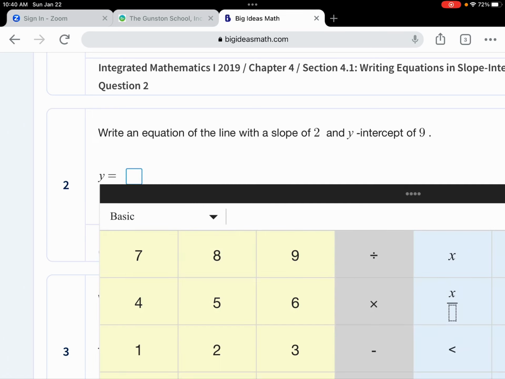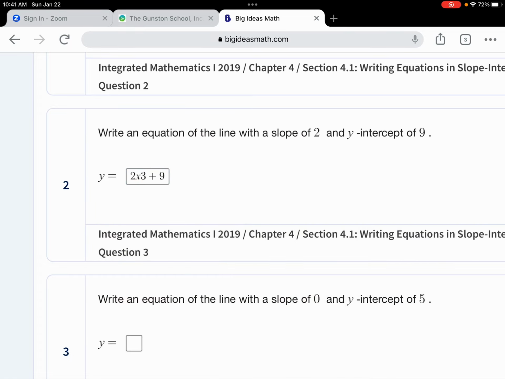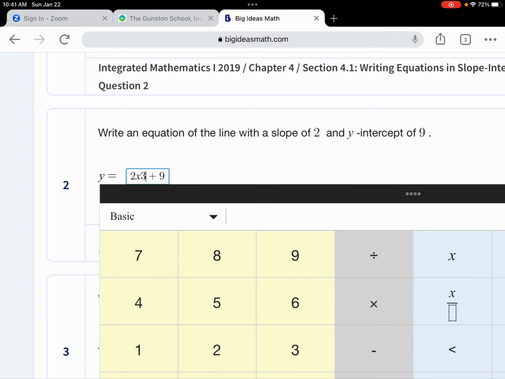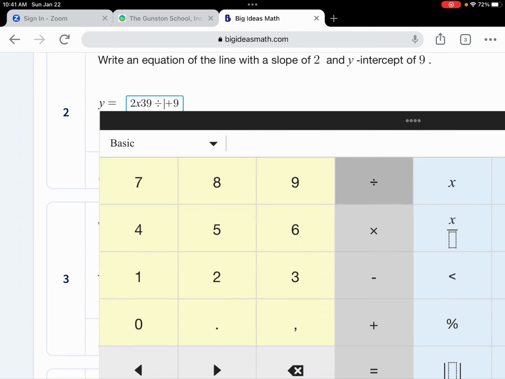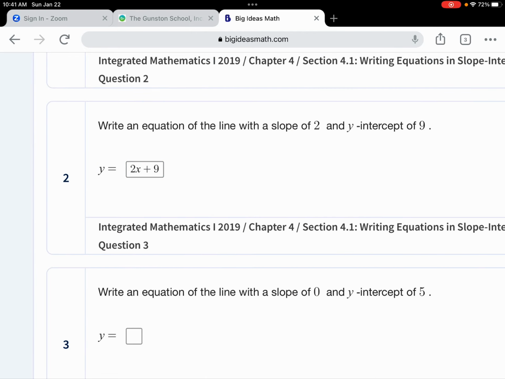So this should just be 2x plus 9, all right, without the 3. Can I delete that? There we go. Okay, so that's what it should look like when you type it in.